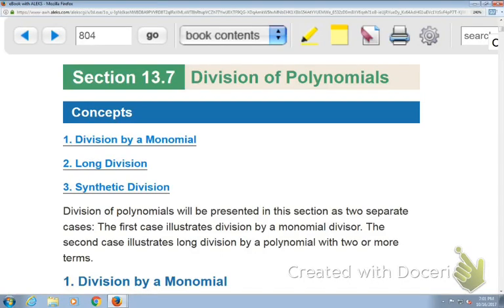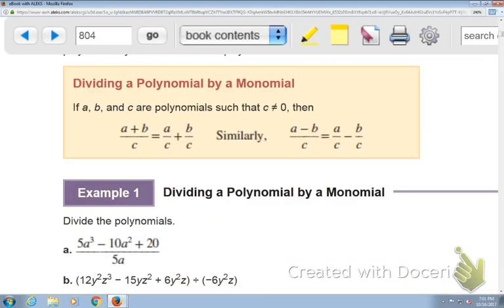So 13.7 talks about division of polynomials. Now, remember that I said a rational expression was polynomial divided by polynomial. And we spent a lot of time putting polynomials together, right? Adding and subtracting, putting them over a common denominator, all that good stuff. So it should come as no surprise that we can reverse that process. Right? Everything in math is a two-way street.